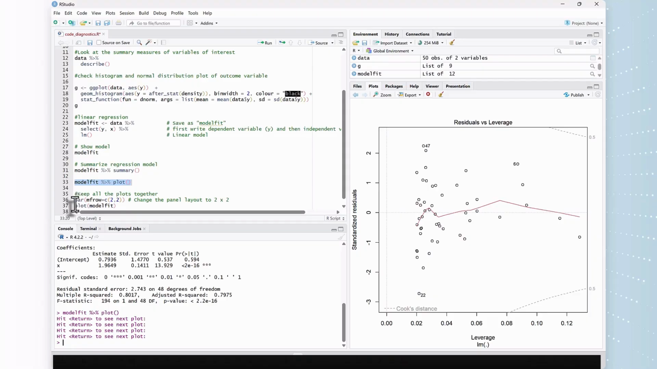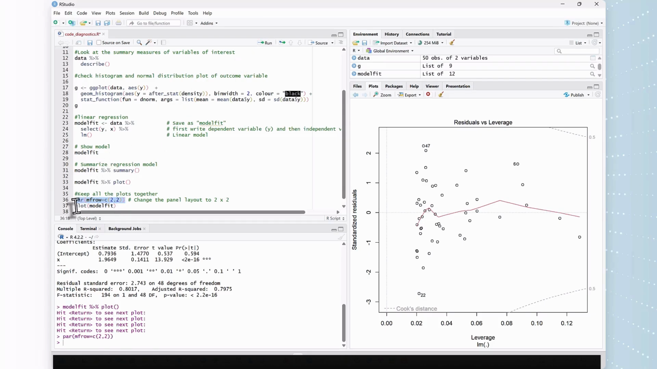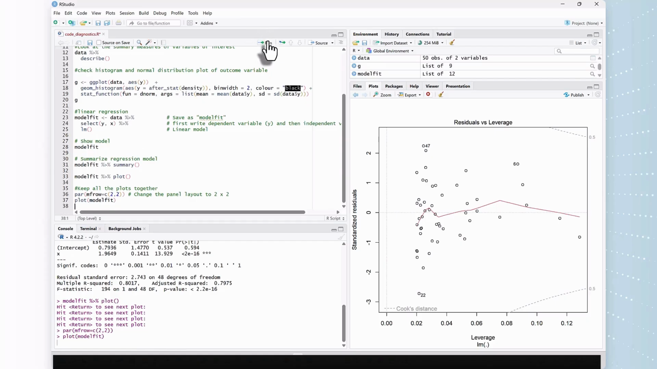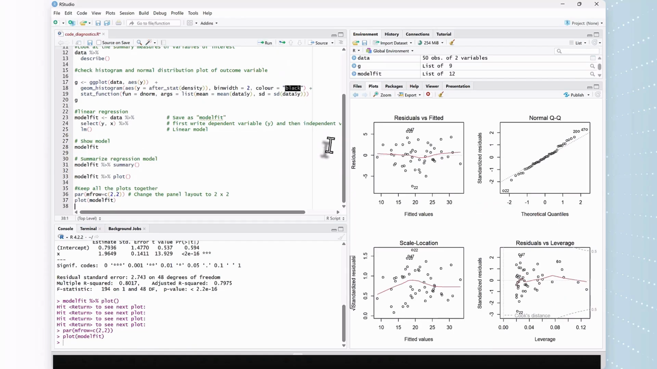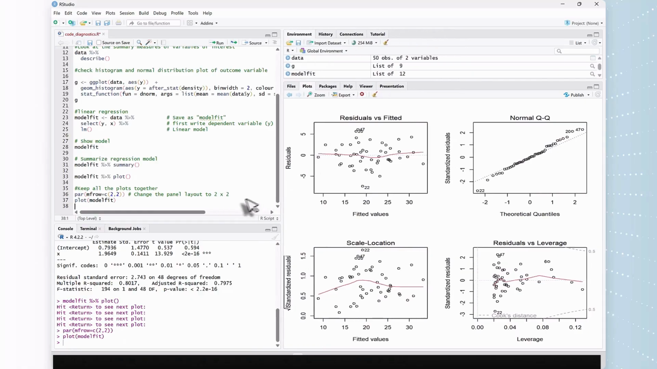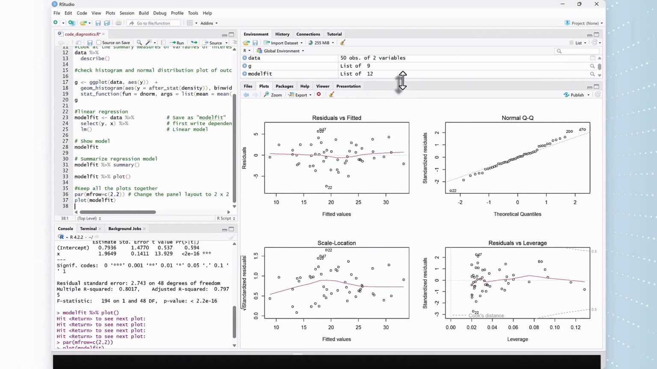So let's keep all of these plots together using par mfrow with a 2x2 layout. Let me run this line here, and then plot model fit. Doing that, it gives all of these four plots together.